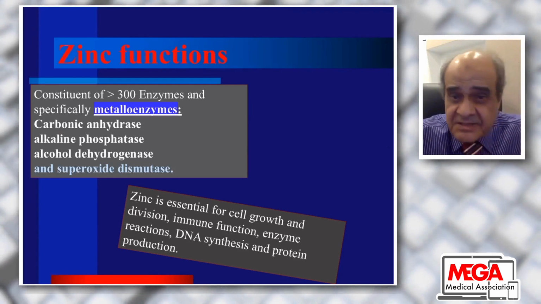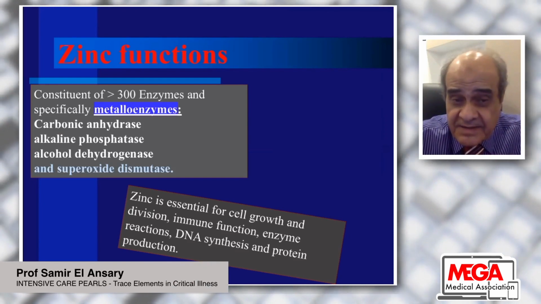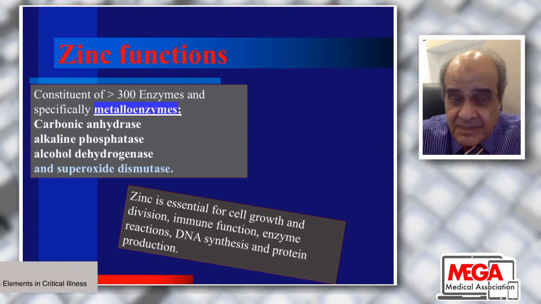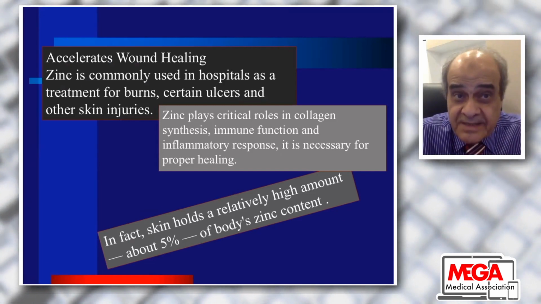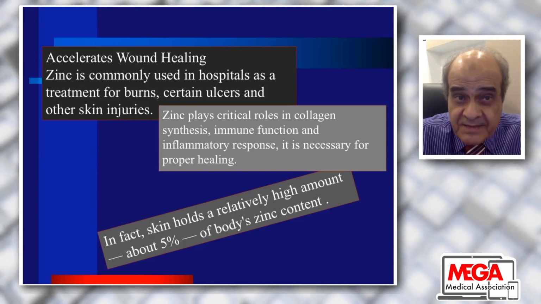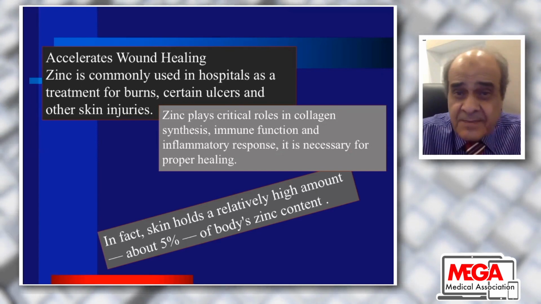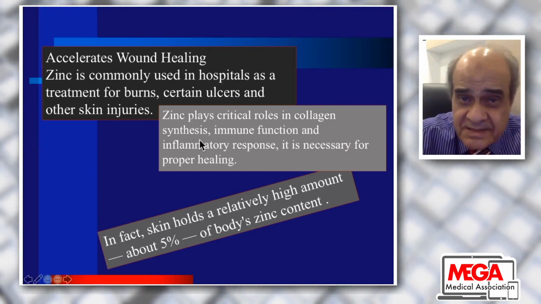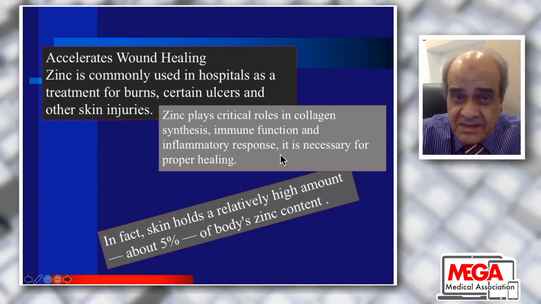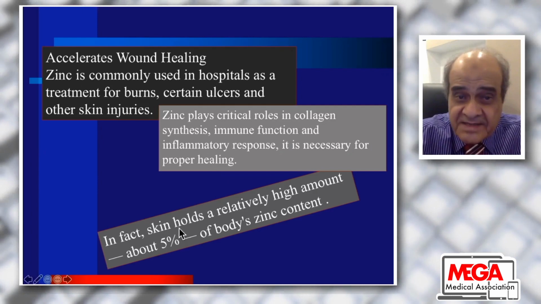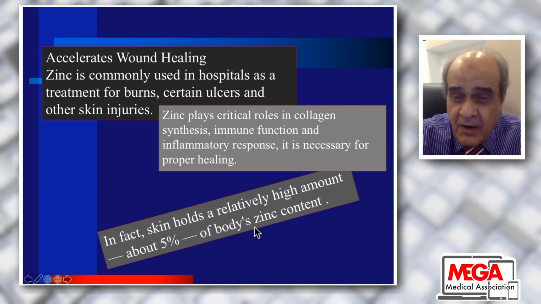Zinc is essential for cell growth and division, for immune function, enzyme reactions, DNA synthesis, and protein production. It accelerates wound healing. Zinc is commonly used in hospital as a treatment for burn centers, certain ulcers, and other skin injuries. Zinc plays a critical role in collagen synthesis, immune function, and inflammatory response. It is necessary for proper healing. In fact, skin holds a relatively high amount, about 5% of body zinc content.